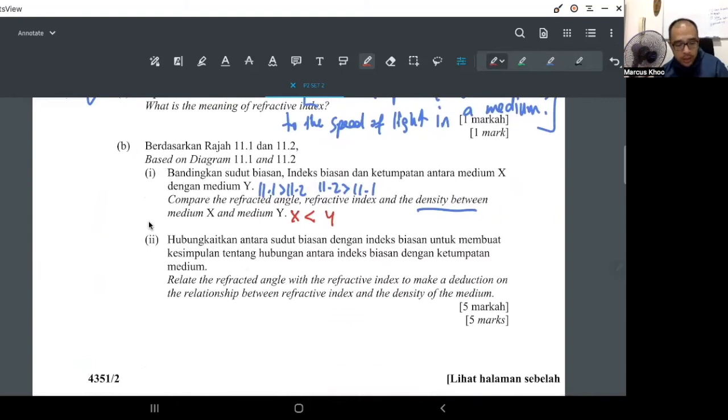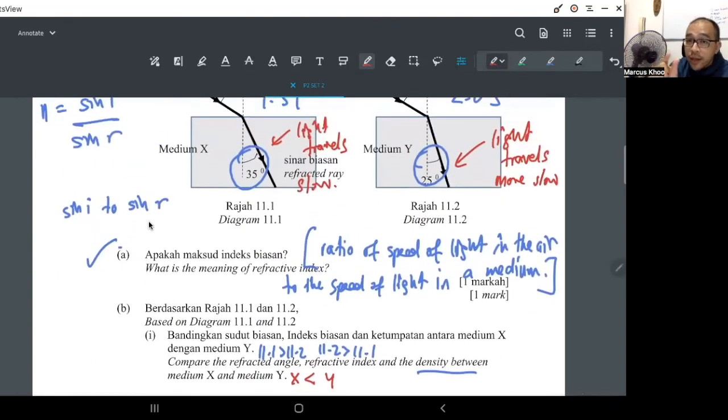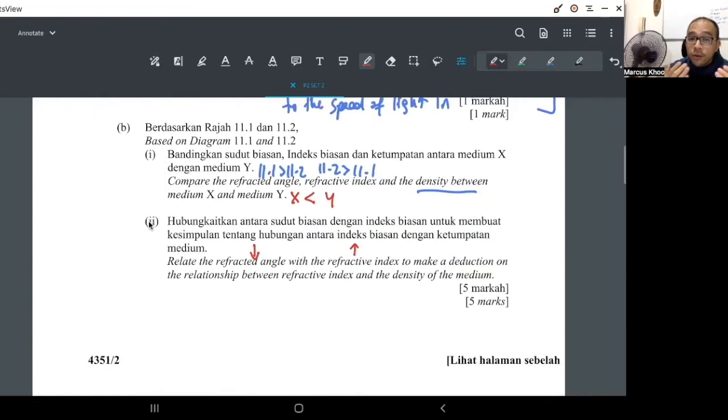So this is the smaller the refracted angle, the bigger the refractive index. As I said just now, when the refracted angle is smaller, it is more dense, so the refractive index is bigger. Lastly, relationship between refractive index and density. So the bigger the refractive index, the bigger the density. The bigger the density, the slower the speed of light in that particular medium.